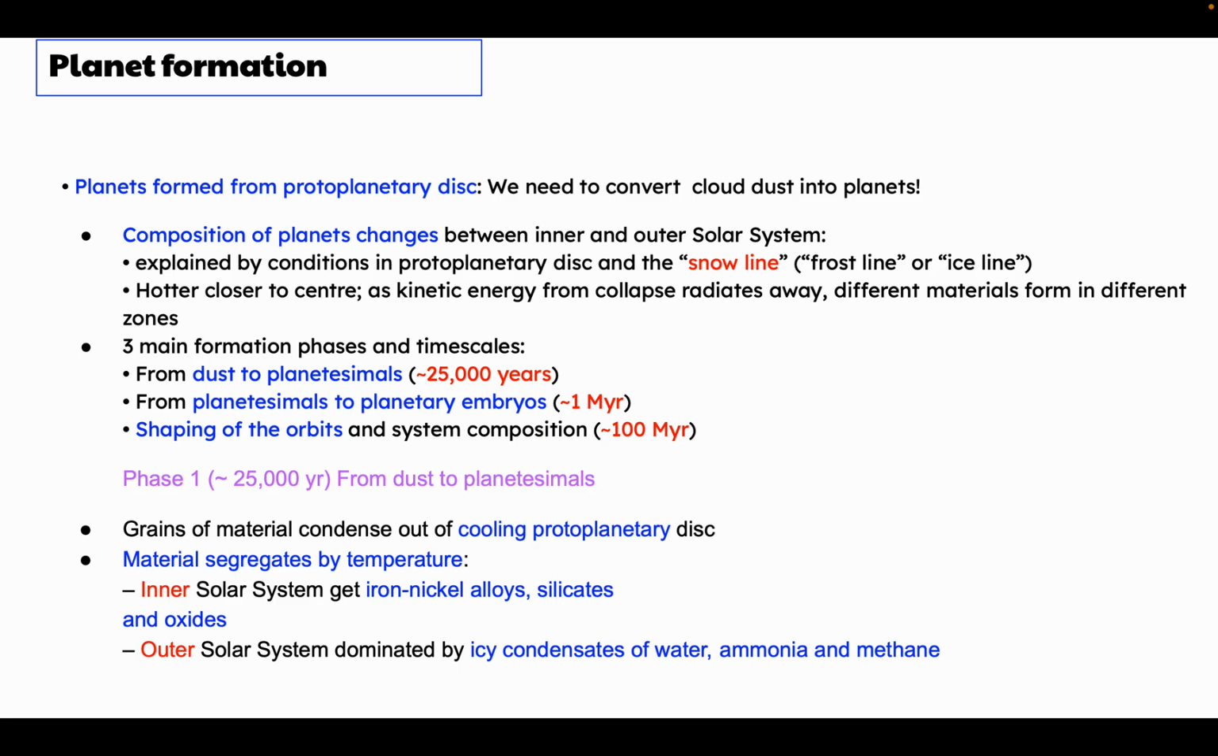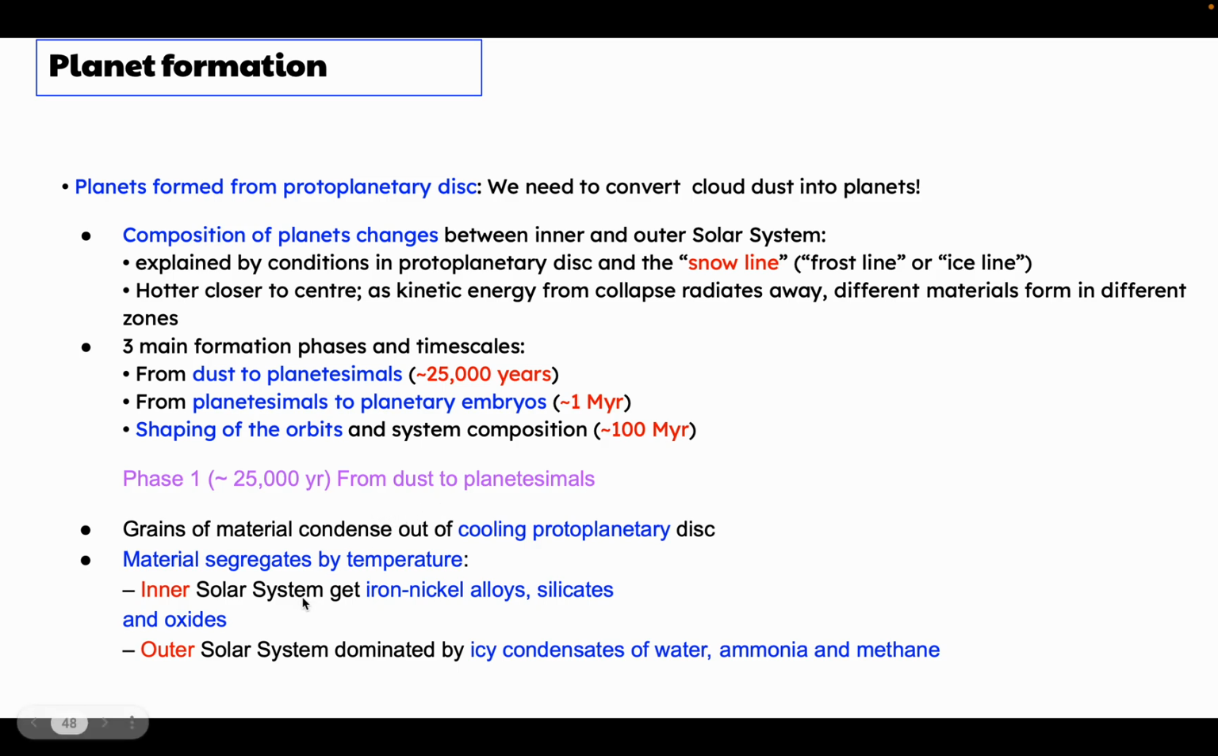And the three formation phases of the planets are dust to planetesimal formation, then planetesimal to planetary embryo formation, then the shaping of planetary orbits and the composition of the system. So phase 1 lasts for around 25,000 years. That is the dust to planetesimal.